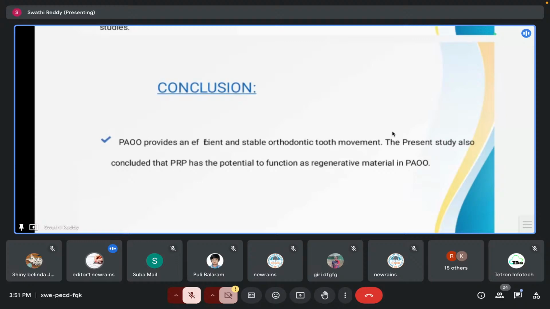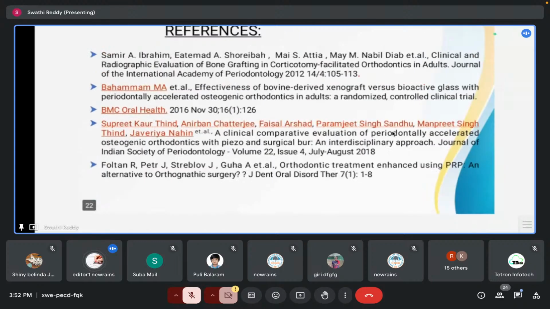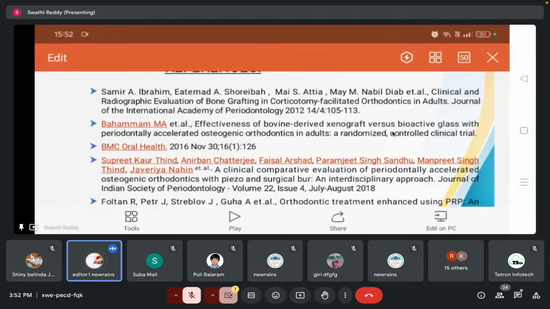So finally, to conclude, it provides an efficient and stable periodontally accelerated osteogenic orthodontic tooth movement. It provides an efficient and stable orthodontic tooth movement. The present study also concluded that PRP has the potential to function as a regenerative material in periodontally accelerated osteogenic orthodontics. These are my references.